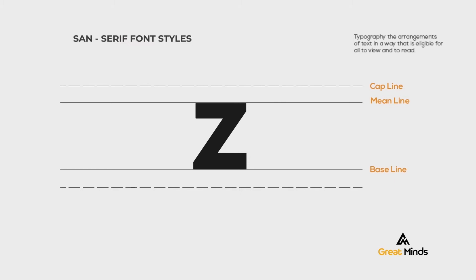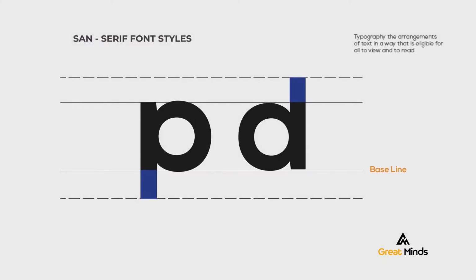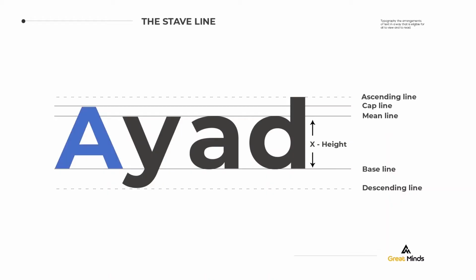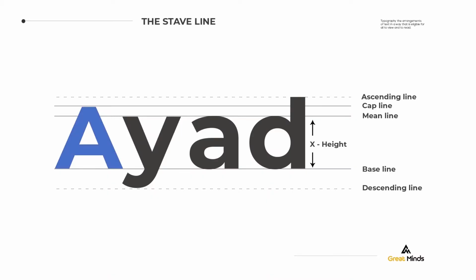Let us look at their anatomies on the stave line. 1. All sans serif font styles do not have ornamental projections at both the top and ends of their letters. 2. All their small letters have ascenders and descenders, just like the serif font styles. 3. All their capital letters rest on the baseline and have their apex touching the cap line. 4. All their letters are made up of equal thickness in terms of strokes.